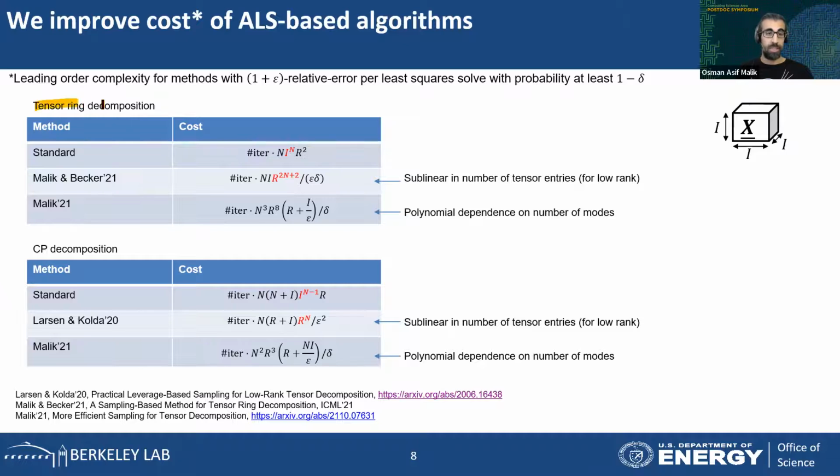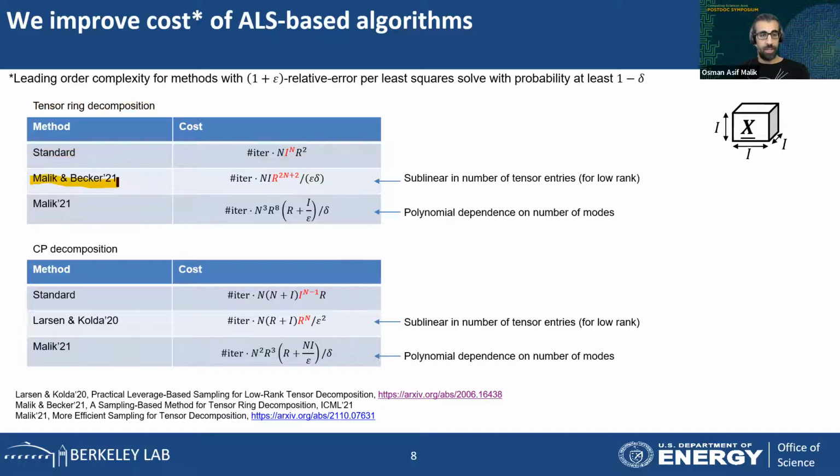So first of all, for the tensor ring decomposition, which is the focus of this talk, the standard method, which is that alternating method I showed earlier in its basic form, it has a cost to the leading order, which scales like this. So iter here is the number of iterations in that alternating algorithm. And then you can see here that we have this I to the n factor. And again, I is the size of each mode, the dimension of each mode, and n is the number of modes.